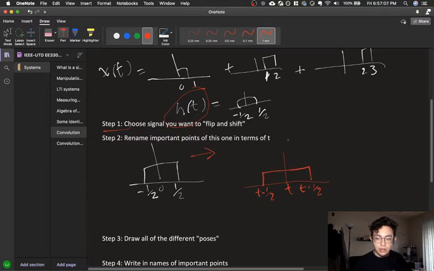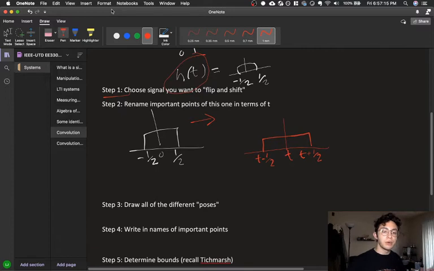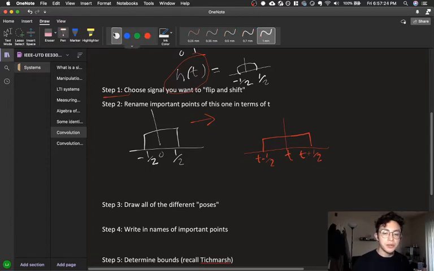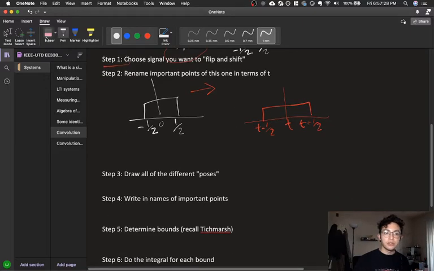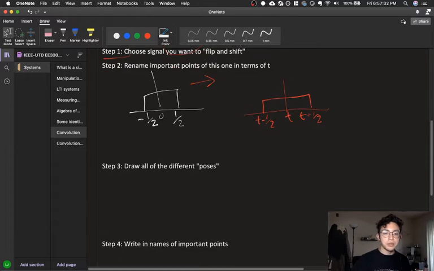Right? It's going to look the same, but this is important when we start deriving bounds, to rename everything, because we're going to put these back in once we have all of our different poses, as I'm going to call them, and then we're going to use these names to derive boundaries. So right, what does that mean, poses?